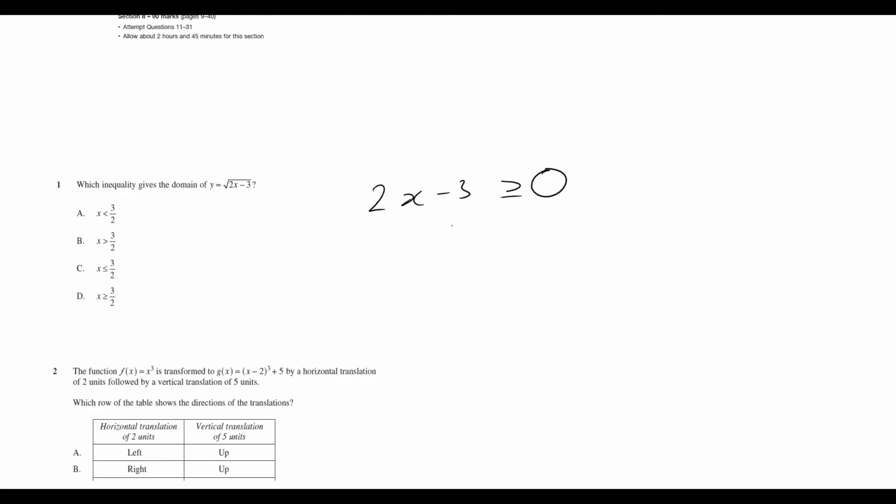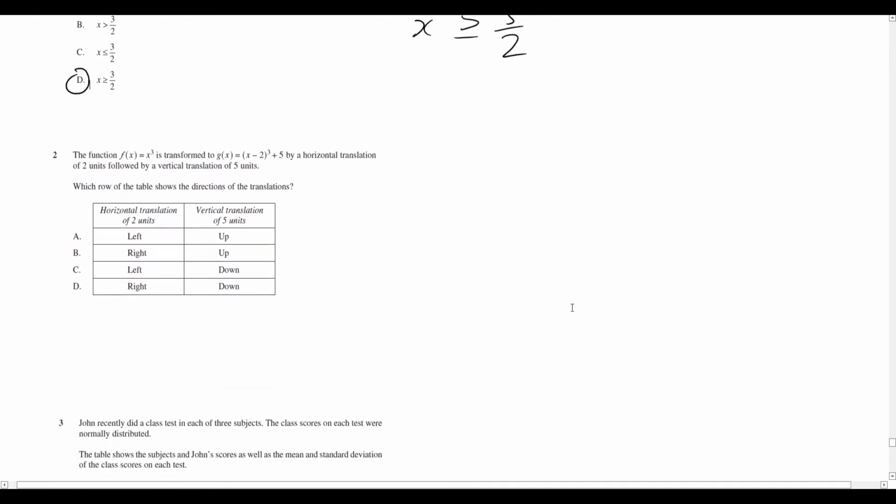Solving now for x, we'll add 3 to both sides and then divide by 2. And then we're left with x greater than or equal to 3 over 2. And there we are, so that is option D. Okay, moving on now to question 2.